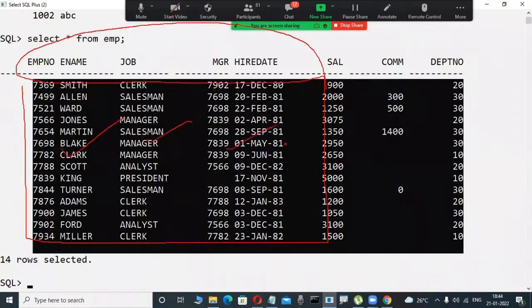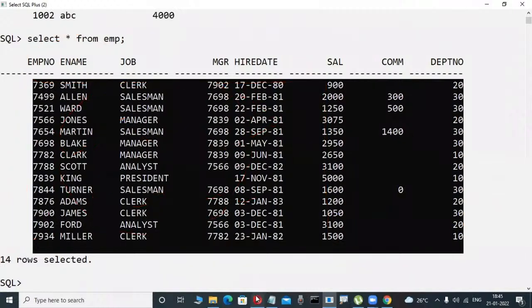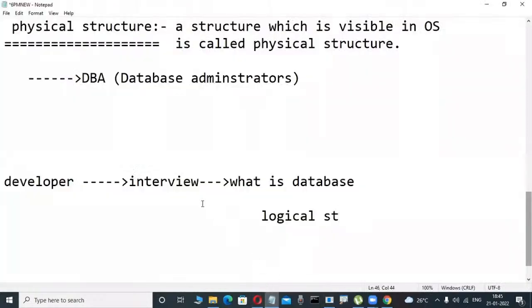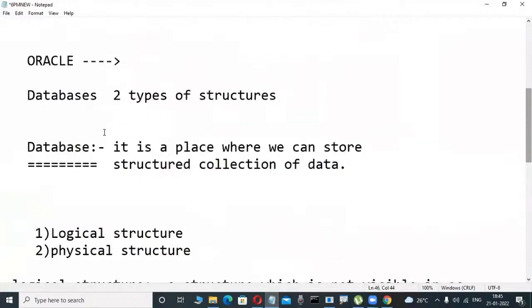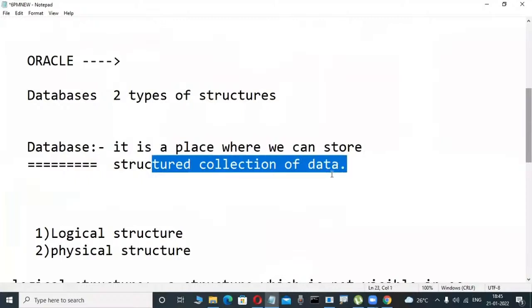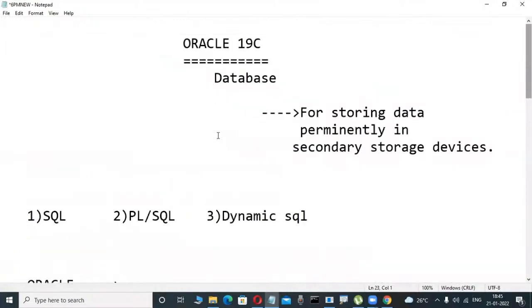a structured collection of data, because we are learning the relational database side, the logical side. That's why in books, or in Google when we type what is a database, two definitions are there, but most of the developers write it is a place where we can store a structured collection of data. Understood?